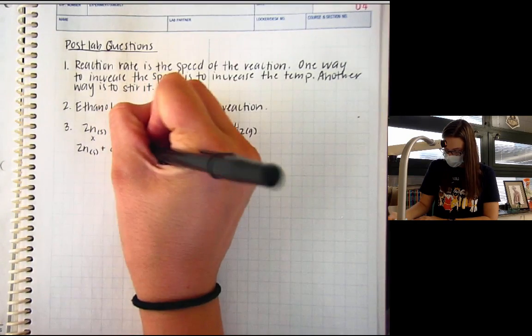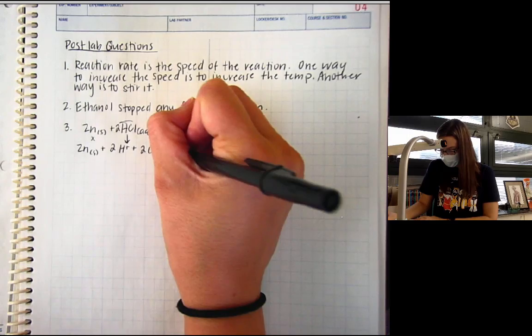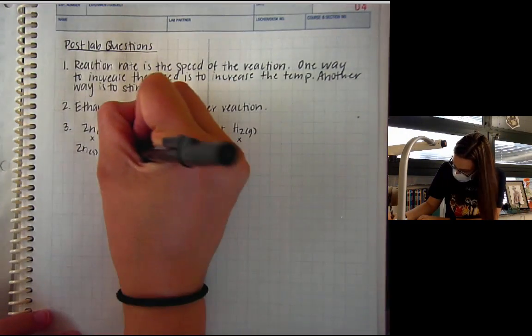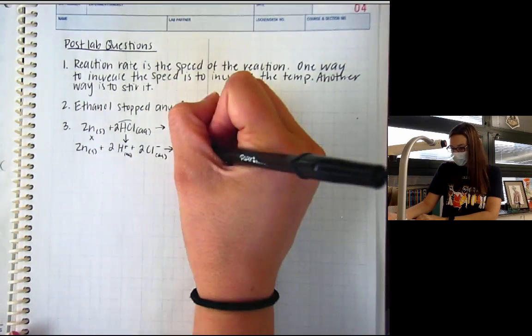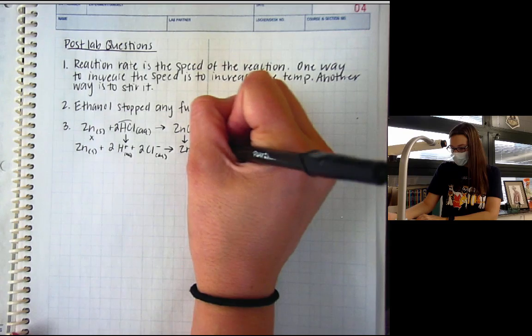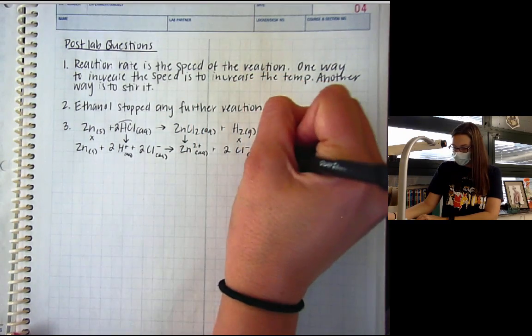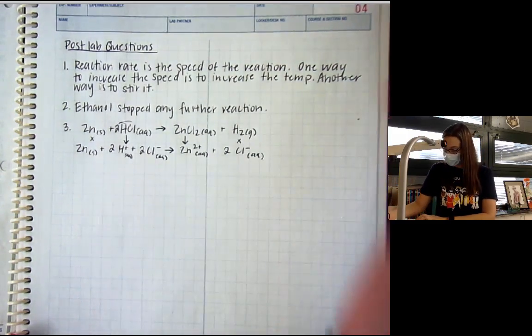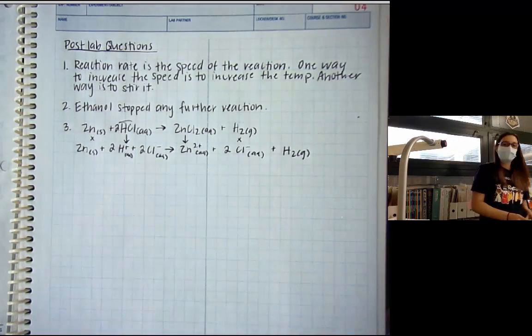So 2H plus, 2Cl minus. And then I guess I can put aqueous. All right, zinc chloride will split apart into its ions. So Zn2 plus and 2Cl minus, because don't forget to take that subscript into account, and then just H2 gas. So that's the complete ionic equation.